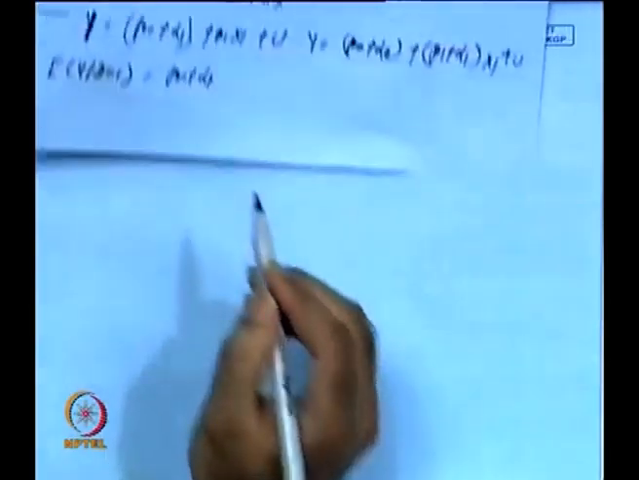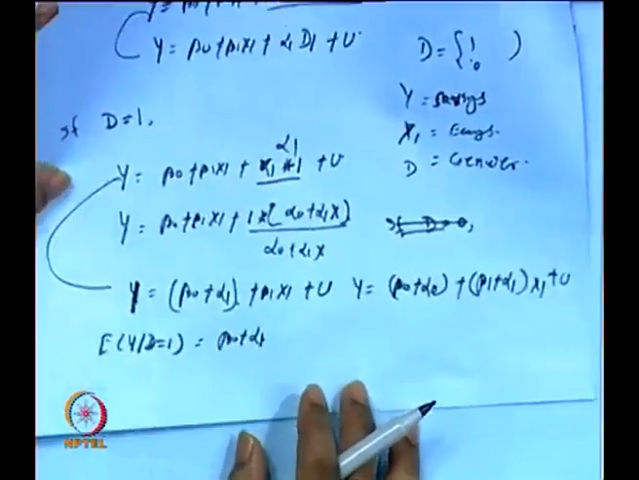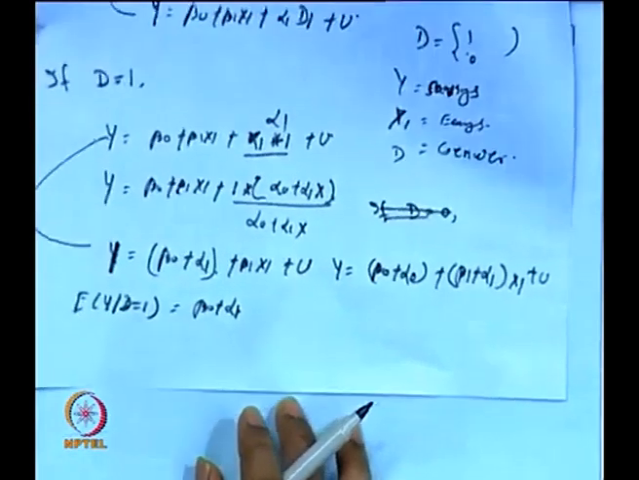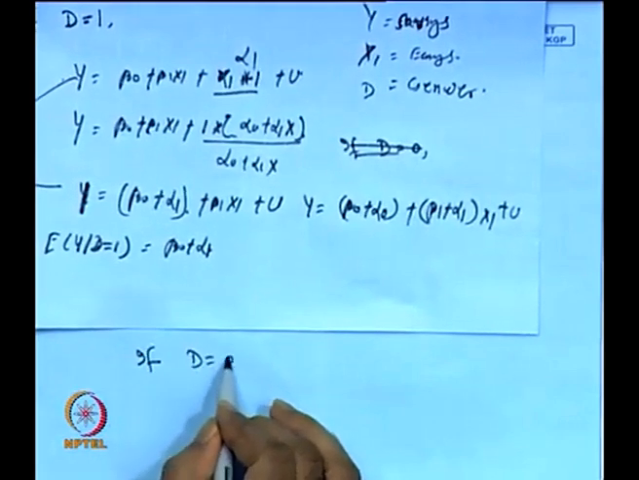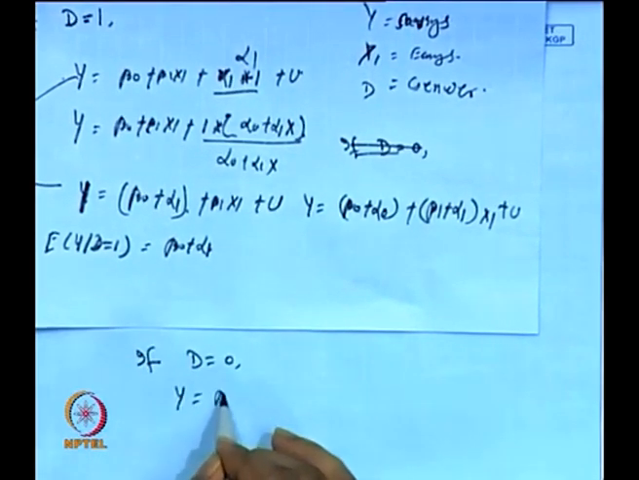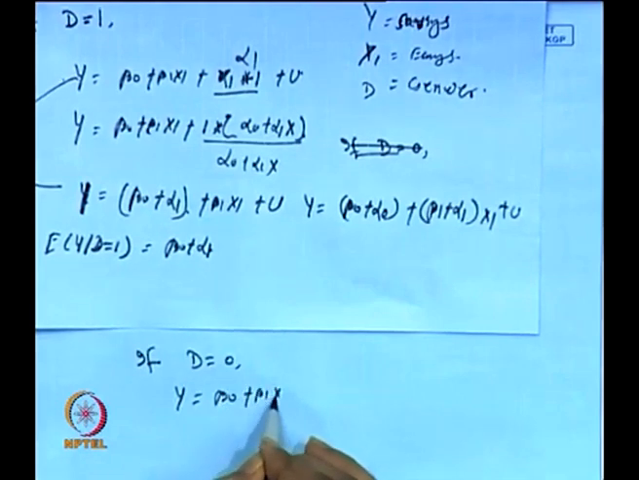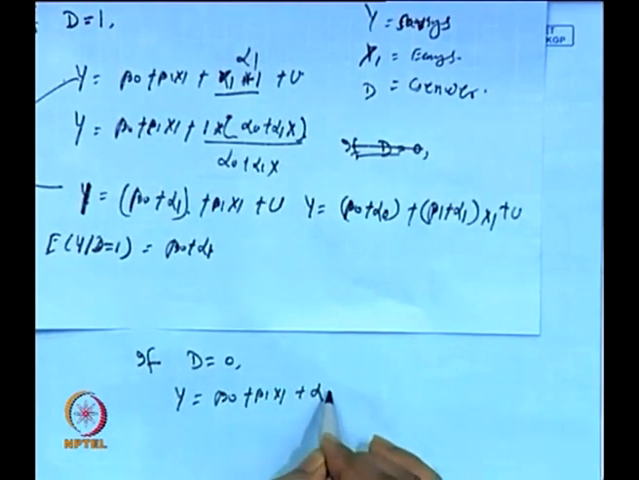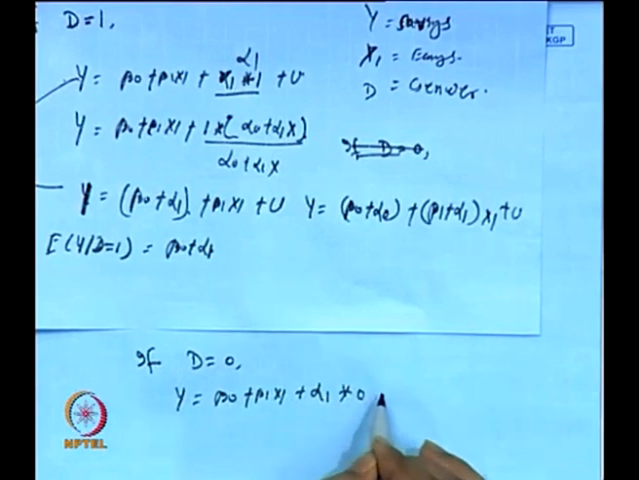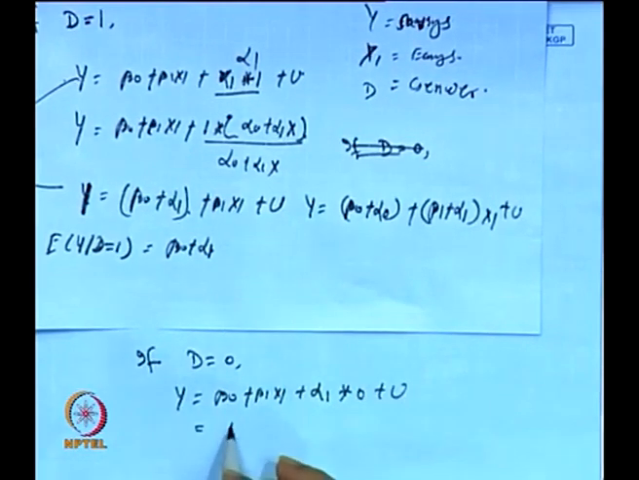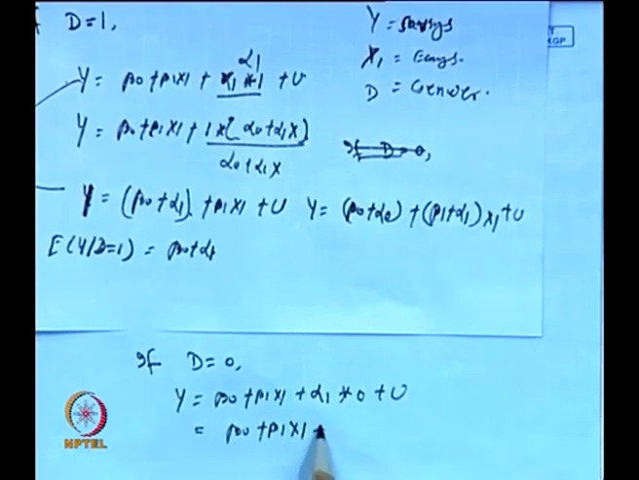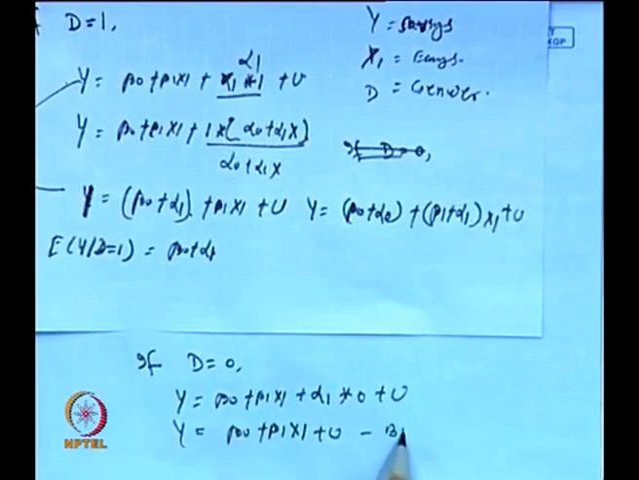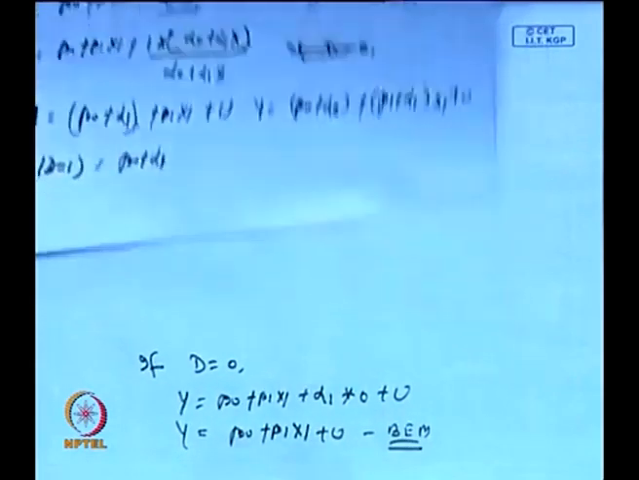Then I will put another structure here. If D equal to 0, then obviously Y equal to beta 0 plus beta 1 X1 plus alpha 1 into 0 plus u. So it will be equal to beta 0 plus beta 1 X1 plus u. So this is simple bivariate econometric modeling.